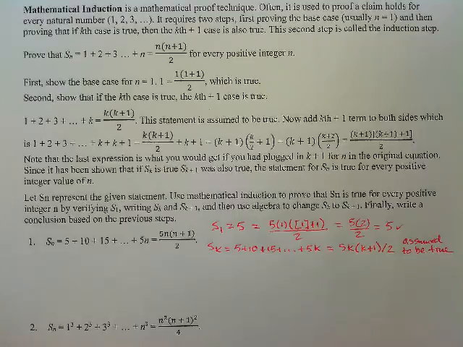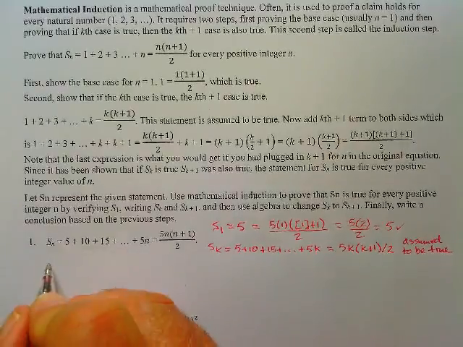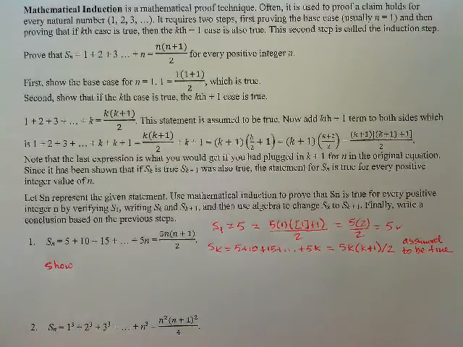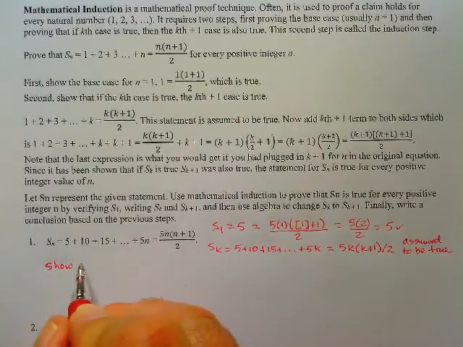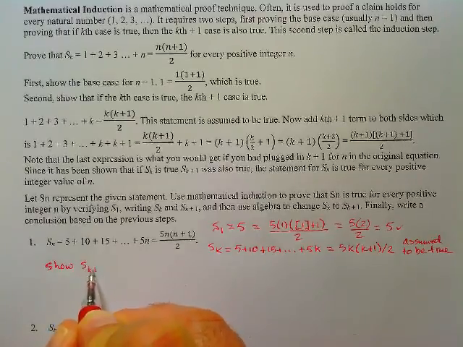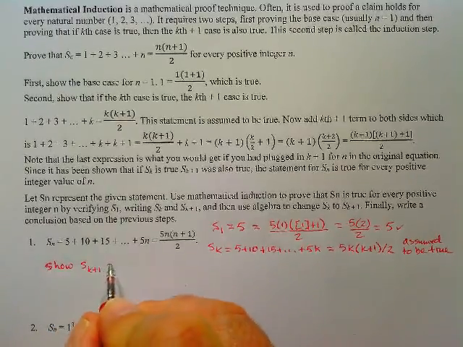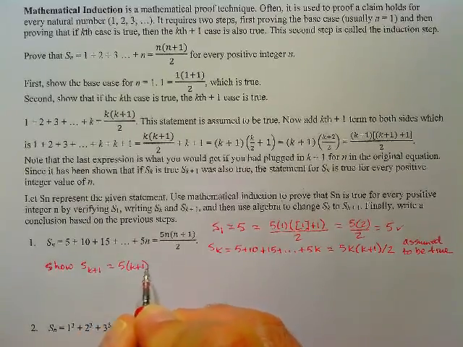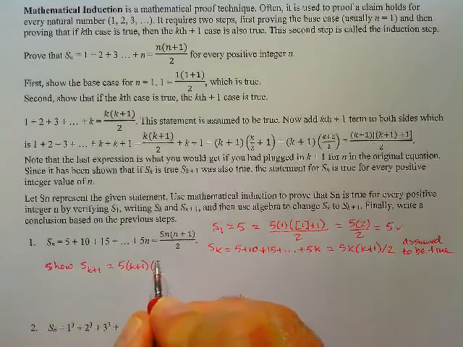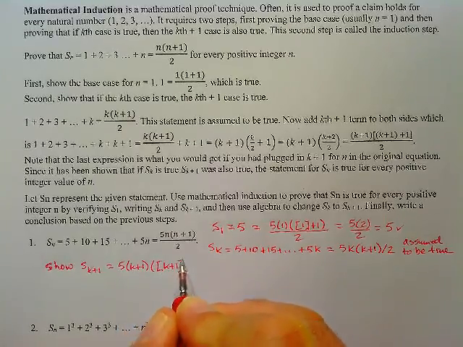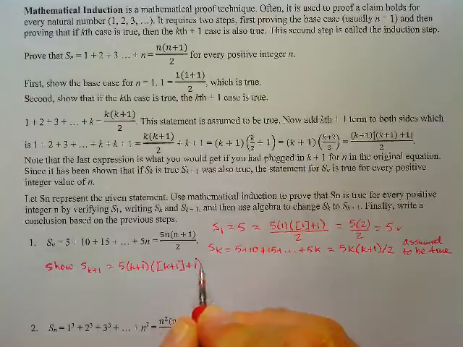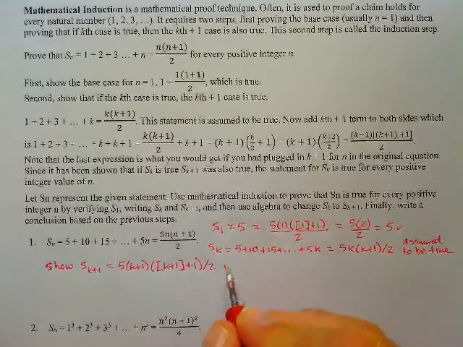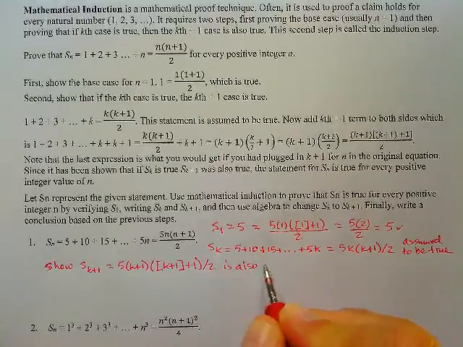Alright, so now we want to show, and this isn't exactly a step, it's just what we're trying to do here. We want to show that sk plus 1 is going to equal 5 times k plus 1 times k plus 1 plus 1 all over 2. We want to show that that is also true.